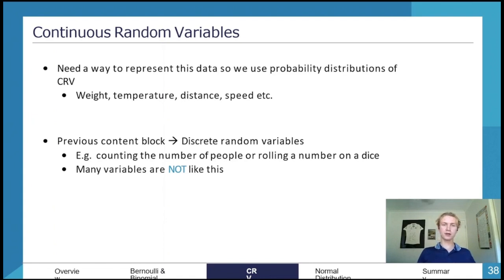Rolling a die, number of people in a room, many variables aren't like this. Those are discrete, but a lot of variables actually fall under the continuous kind of rule. And for that, we need different rules for our continuous random variable data sets. And that's what we're going to have a look at now in this next section.